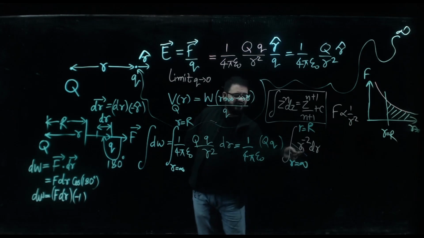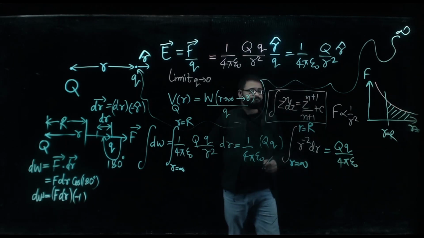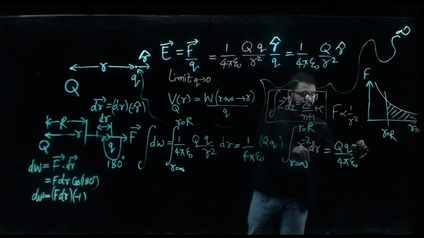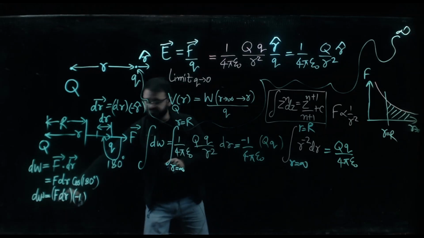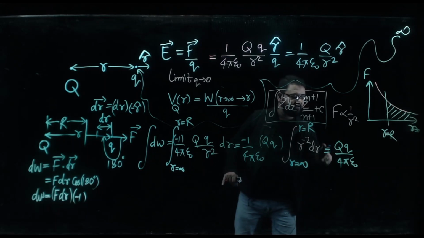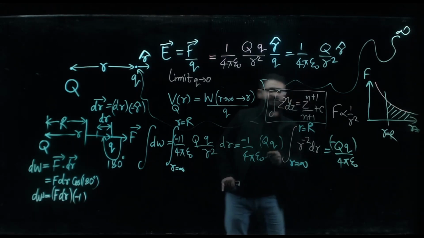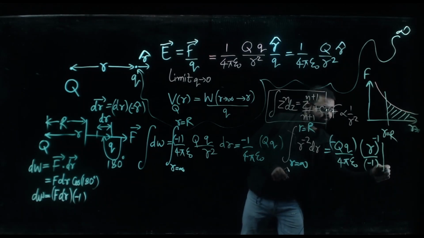So, we can clearly write this term as Q by 4 pi epsilon naught, and then this will become, we forgot the minus 1, right? Because there was always a minus 1. We have to be correct with the sign. Here it was minus 1. So then this will become r to the power minus 1 divided by minus 1. And then we have to put the first limit and the second limit.